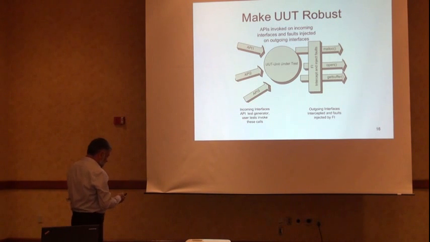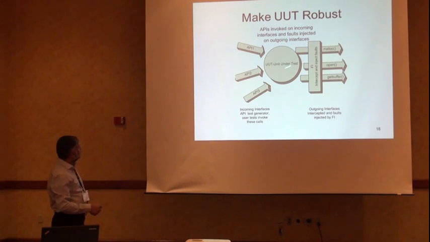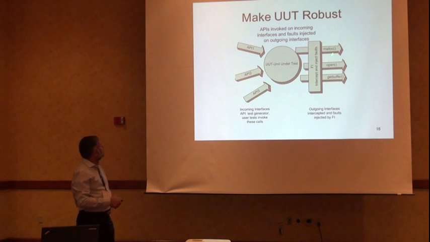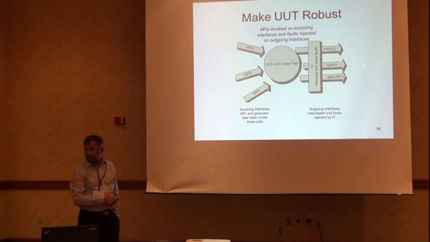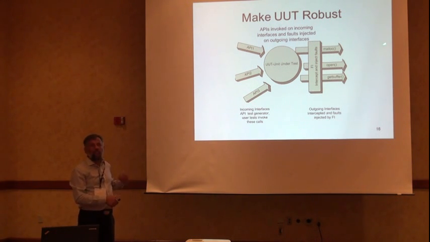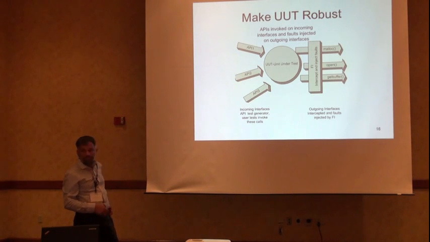So how do we make a unit test? This captures some of the concepts we talked about. This is a unit test. So these are the different APIs. Actually, these calls are generated. And then fault injection is done here. So the faults are intercepted, and then an error condition is returned. So we make the unit test robust by invoking different APIs and intercepting and generating faults in a systematic manner.